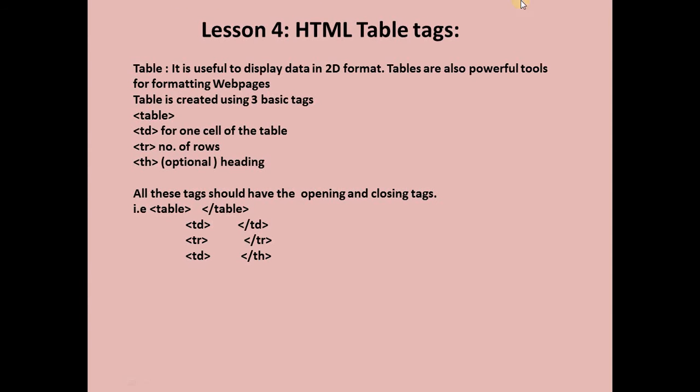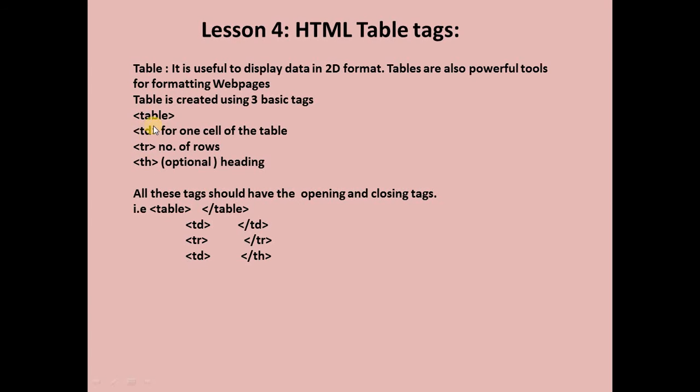So table, it's useful to display data in 2D format, that is two-dimensional format. Tables are also powerful tools for formatting web pages. A table is created using three basic tags. Table is the main tag, and with that tag the other three basic tags are used.